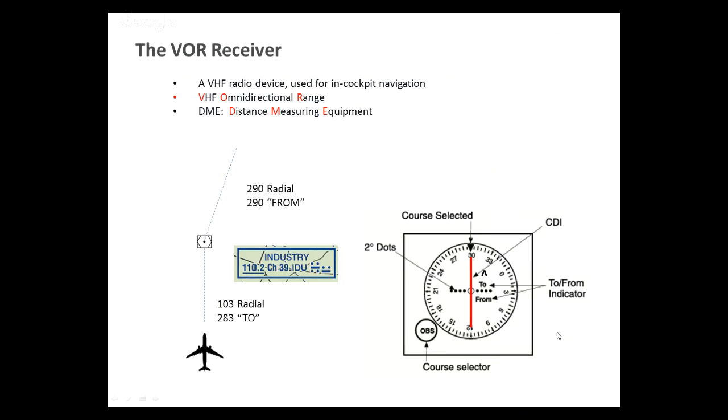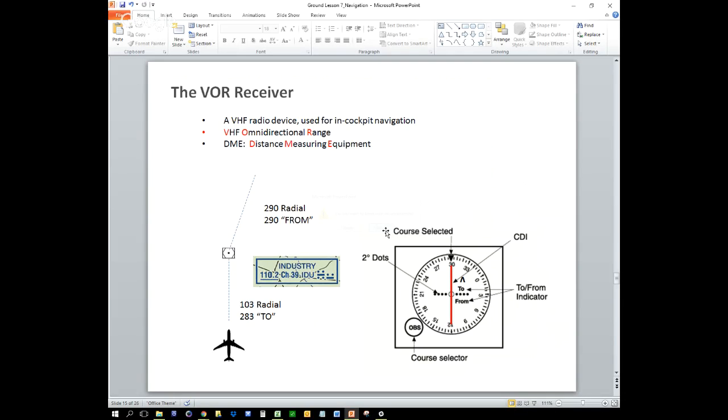And then I took the example and I drew it out on the screen here. We're going to be flying our airplane 283 to the station, and then 290 from the station. Okay.